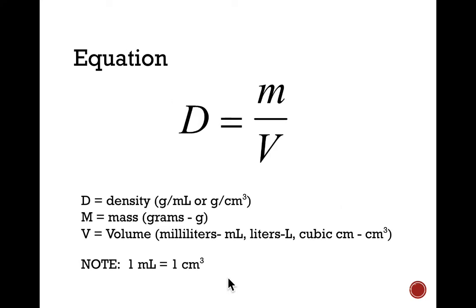Now the equation for calculating density is density equals mass divided by volume, with D standing for density, its units being grams per milliliter or grams per cubic centimeter, M for mass, measured in grams, and V for volume, which is either milliliters, sometimes liters, and oftentimes for solids, cubic centimeters. And again, note, 1 milliliter equals 1 cubic centimeter. So really, a gram per milliliter or a gram per cubic centimeter is expressing the same thing.